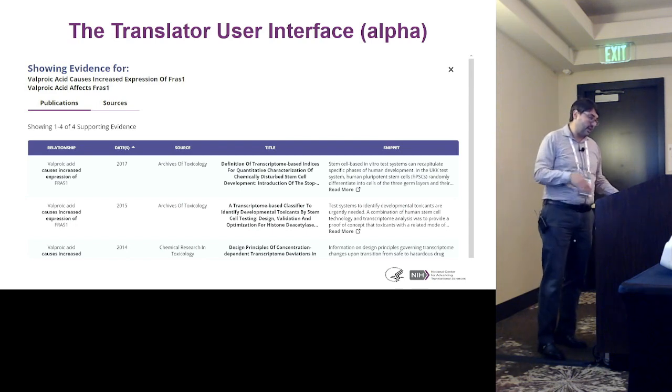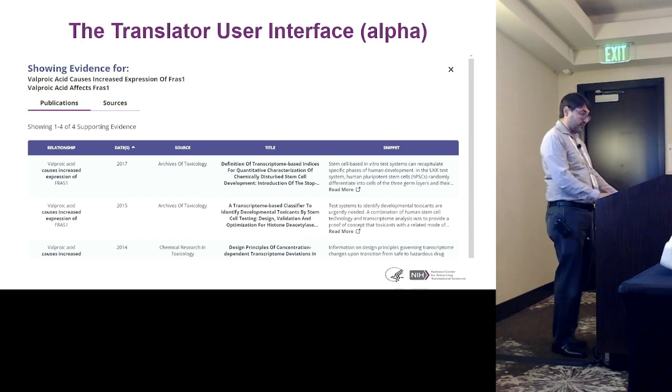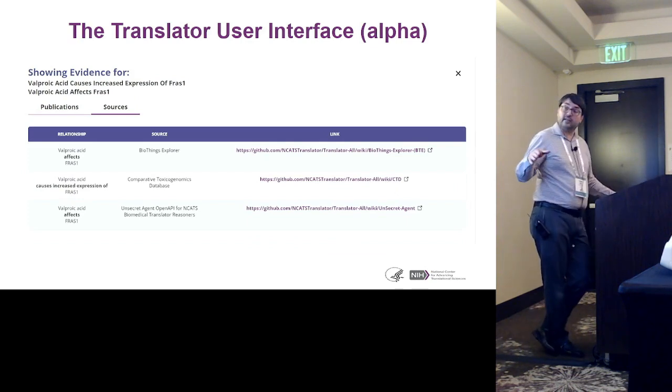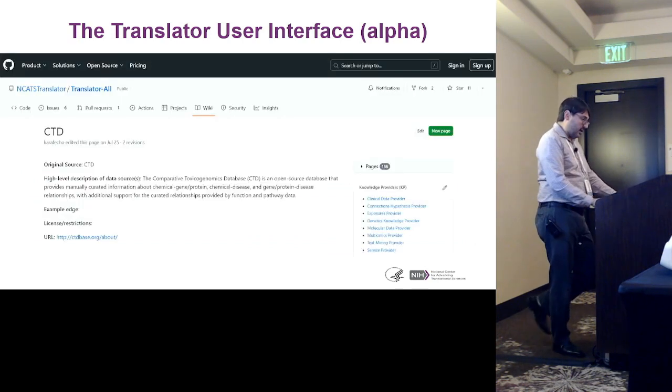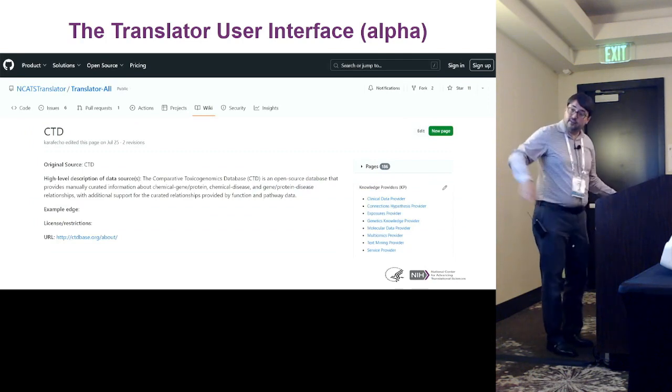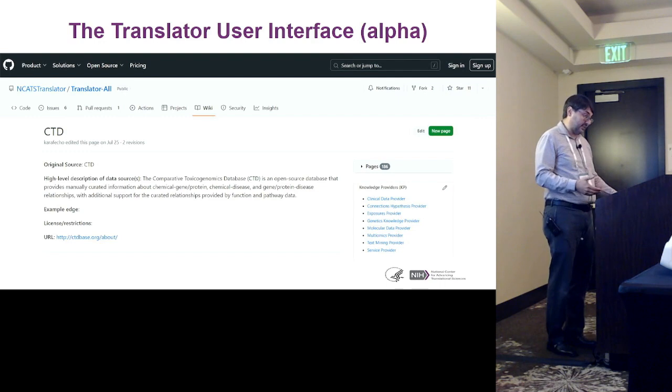If you were to click on Read More below any of those, it would take you directly to the publication on PubMed. Now this first view is only for publications, but we have other resources in Translator as well, of course. So you can click on the Sources tab, which will then show you other sources for the relationship between valproic acid and FRAS1, including in this case an entry in the Comparative Toxicogenomics database. If you clicked on the link to the right there, it would take you to a wiki page describing that data source, and from there you can see the link directly to the CTD database itself.